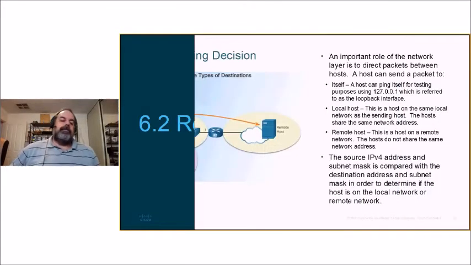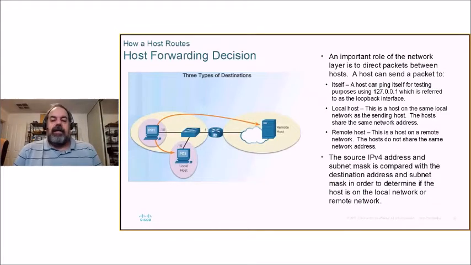Okay, routing. So basically, all hosts, if they're on a network, need to make routing decisions, just that your normal hosts don't have as many choices as a router will normally have. An important role of the network layer is to direct packets between hosts. A host can send a packet to itself, so you can use the loopback IP address of 127.0.0.1. You can, again, talk to your own address on your local network, or of course another host on the same network. And again, they will talk directly to one another if they're on the same network.